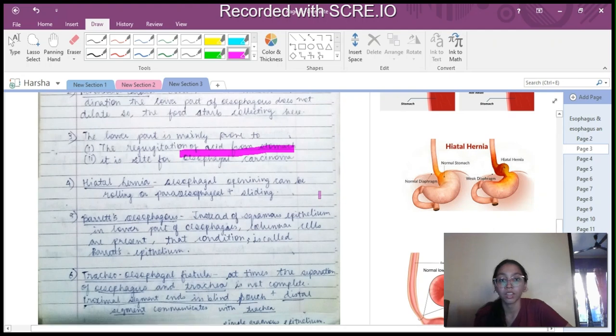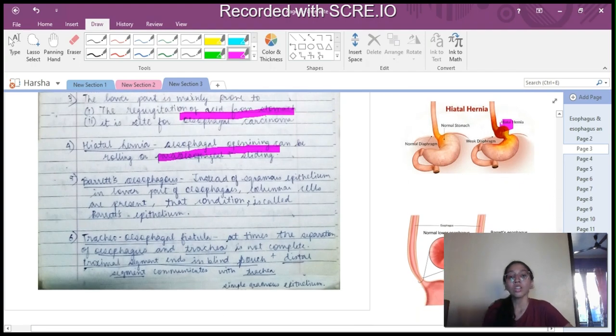Then hiatal hernia. There is formation of herniation here. This is the herniation which is seen. And then there is Barrett's epithelium. Barrett's epithelium is a kind of metaplastic cell adaptation, wherein the squamous epithelium in the lower part of the esophagus gets replaced by columnar cells, which are mucus-secreting cells. So this is the normal lower esophageal epithelium, but this is the Barrett's epithelium.